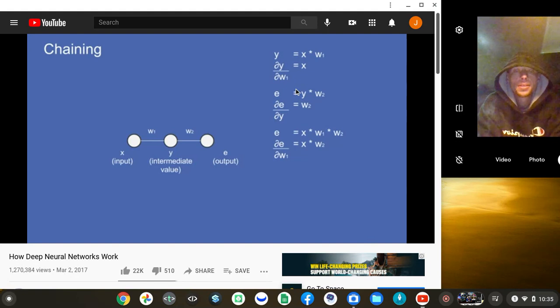times W2 is the error. So if we want to calculate how much the error will change if I change W1, we take the derivative of that with respect to W1 and get X times W2.